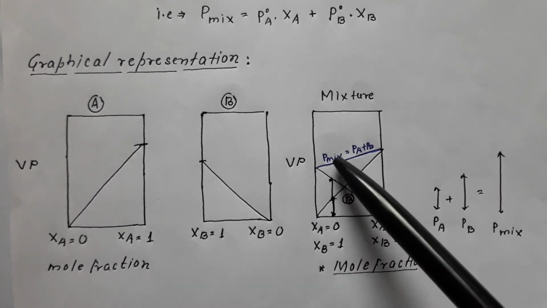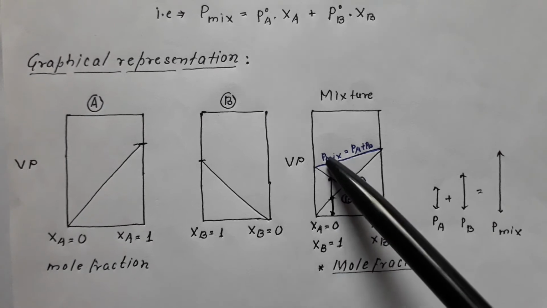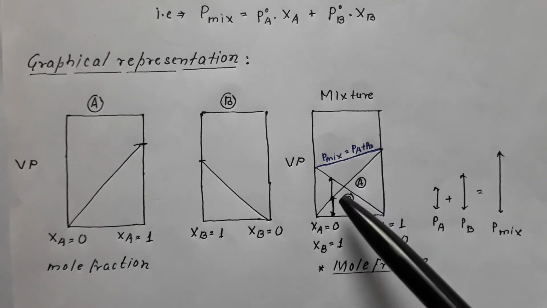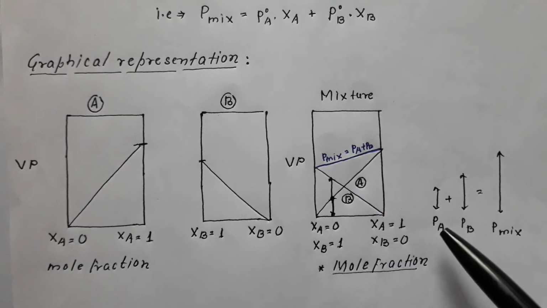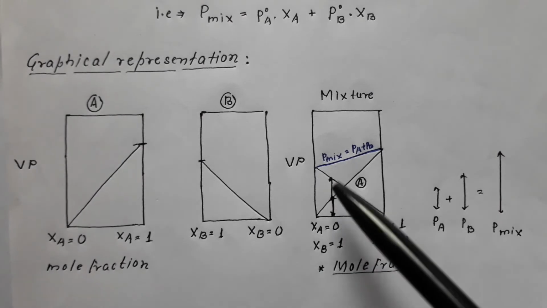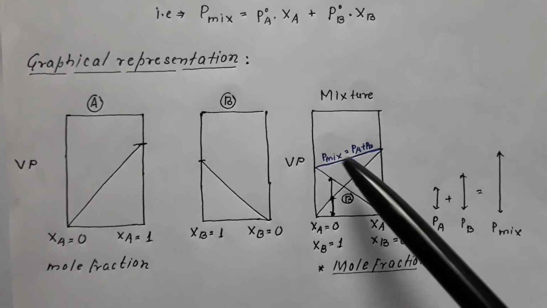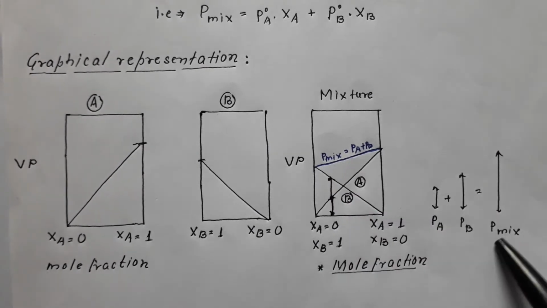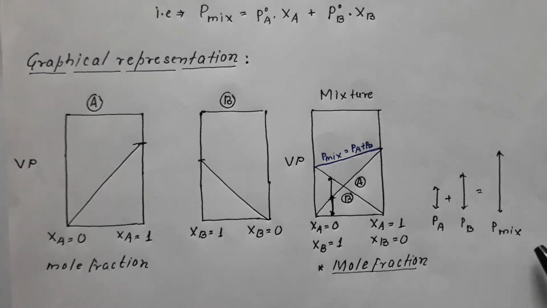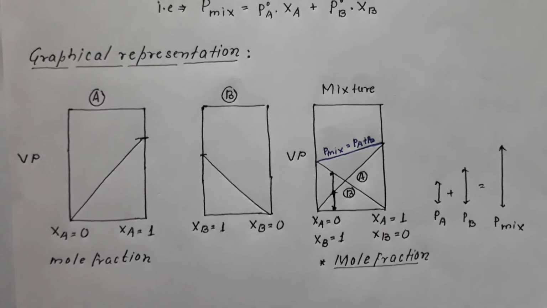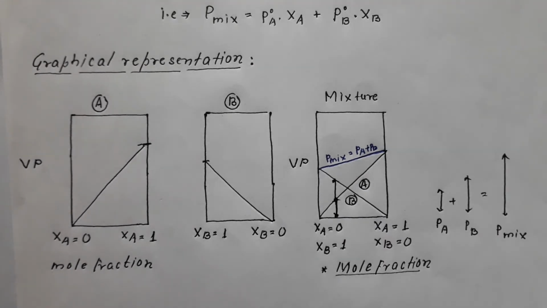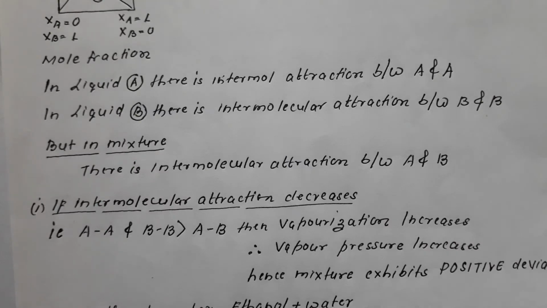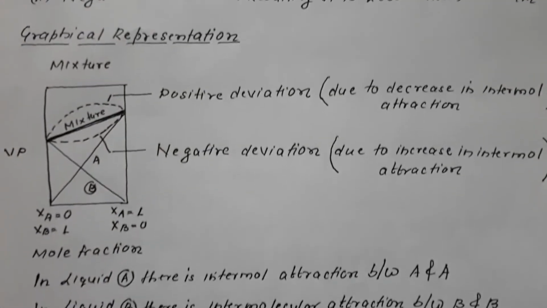From this point to this point is the vapor pressure of the mixture. So the vapor pressure of A, that is PA, plus the vapor pressure of B, that is PB, is the vapor pressure of the mixture, represented by P mixture. This is what Raoult has to say, that the vapor pressure of the mixture is always the sum of the vapor pressures.